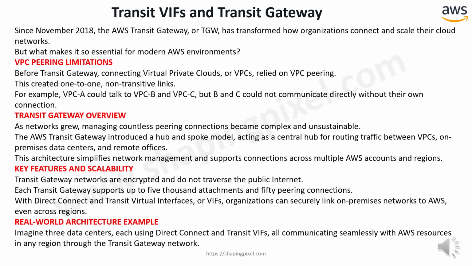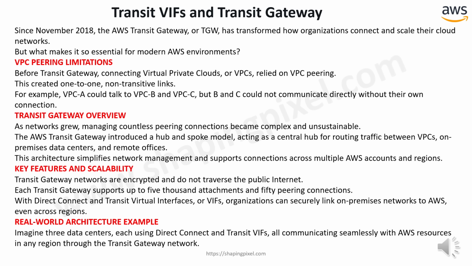The AWS Transit Gateway introduced a hub-and-spoke model, acting as a central hub for routing traffic between VPCs, on-premises data centers, and remote offices. This architecture simplifies network management and supports connections across multiple AWS accounts and regions. Transit gateway networks are encrypted and do not traverse the public internet. Each transit gateway supports up to 5,000 attachments and 50 peering connections.